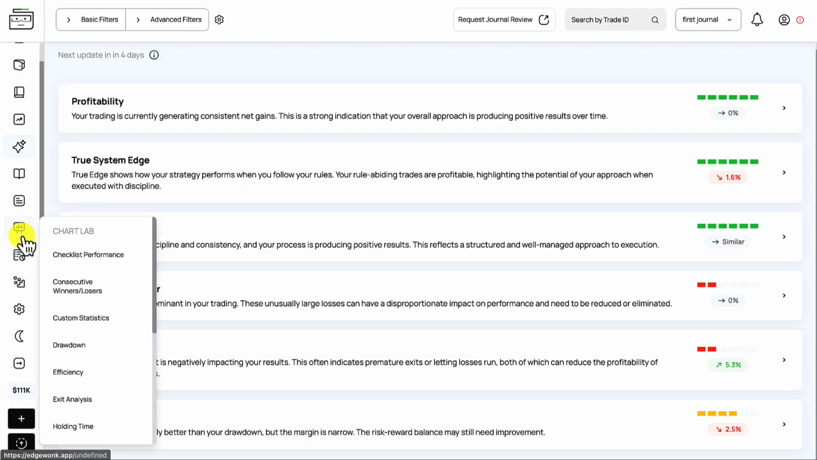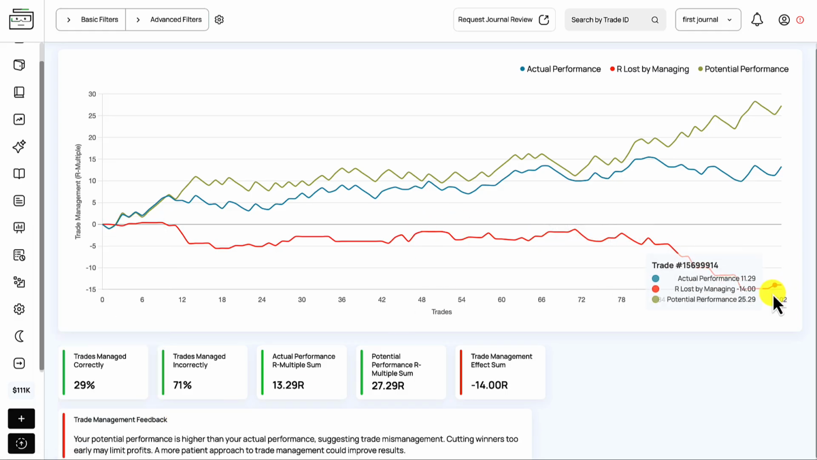Let's double check this, and we go to our chart lab and then to the trade management graph. And we can see that this red line, R lost by management, is below the 0 line, indicating that he is losing money by actively managing the trades. When we hover over here, we can see minus 14 R. This is what the Edgefinder told us. And looking here at the top, we can see the potential performance is above the actual performance, further confirming this insight. You also find the Edgefinder here on the left.